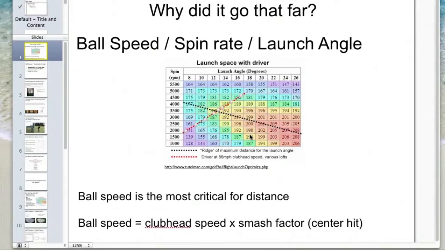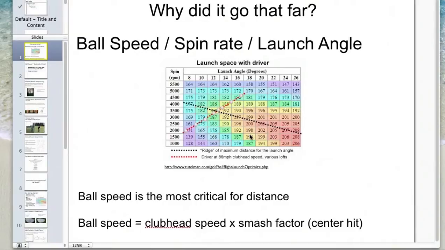Because the most important one, the one they base that on, is ball speed, we're going to start there. Ball speed is really a product of two key factors: one is club head speed, and two is smash factor. For club head speed, we're going to get into some of the body movements and the science behind how we create speed with the club head. But smash factor is one of the critical ones.